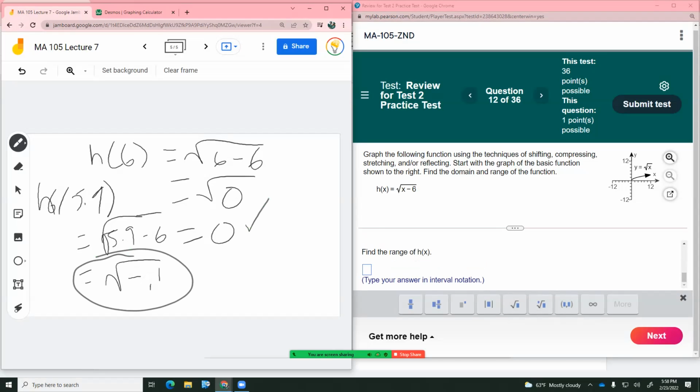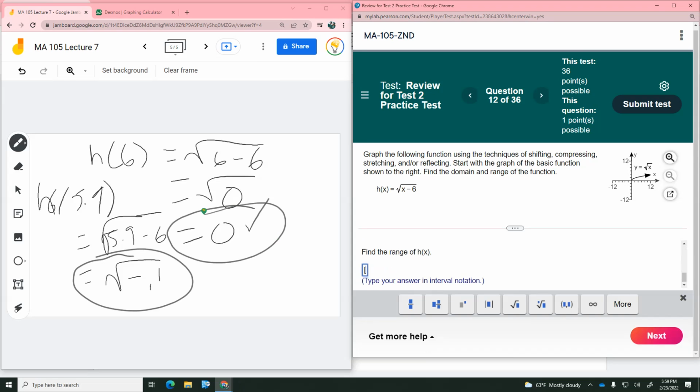All right, range. The range is gonna be from 0. Should I use a bracket or parentheses for the range? Should I use a bracket or should I use parentheses in this situation? Bracket, because once again, I literally just showed that 0 is a part of the range. This is the lowest I can go, right? It's the lowest answer you can get. And so it's gonna be from 0 to infinity.